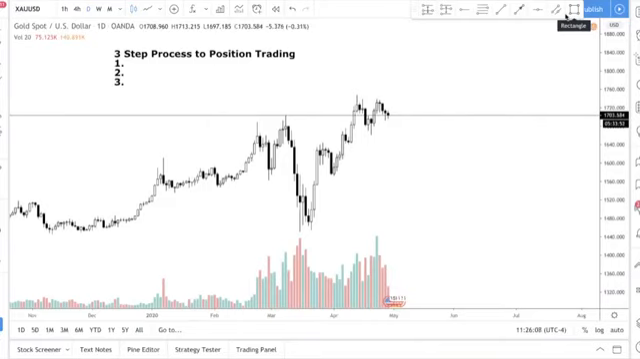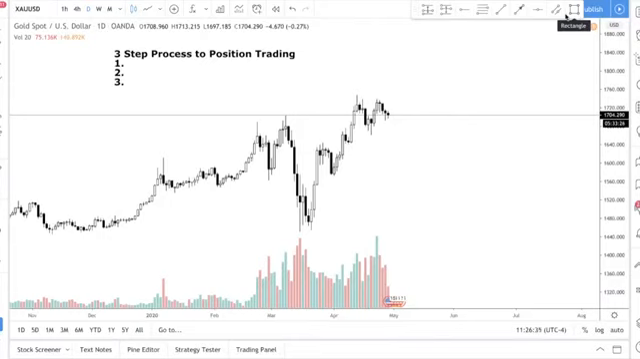Maybe perhaps you are busy, right? You have a full-time job, you're unable to check the chart, or perhaps you just don't like the idea of managing your positions every single day because it can be quite taxing. So perhaps position trading is actually for you. If you want to adopt position trading, then you want to be looking at the higher time frame. You want to be looking at the daily, the weekly, and the monthly charts.